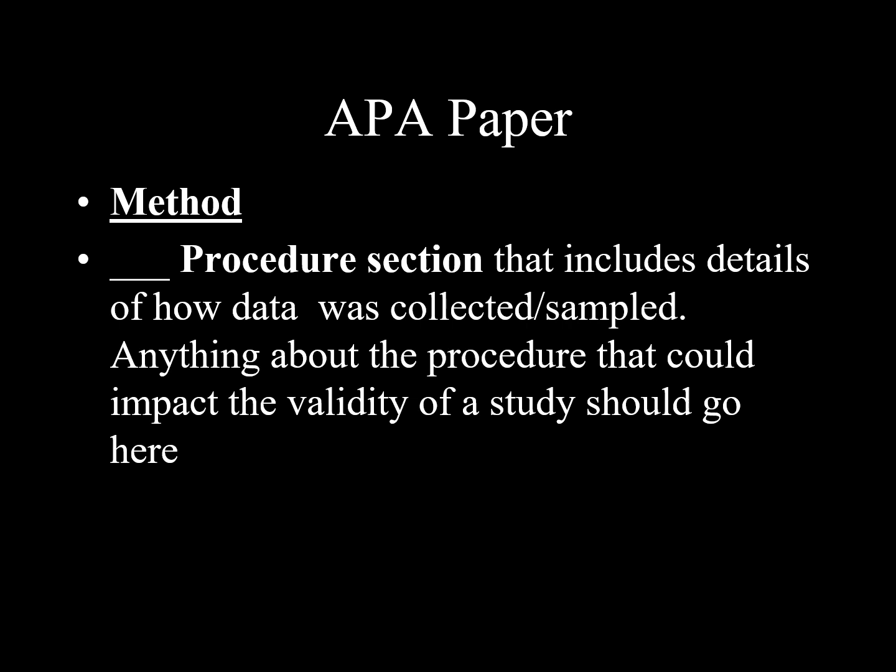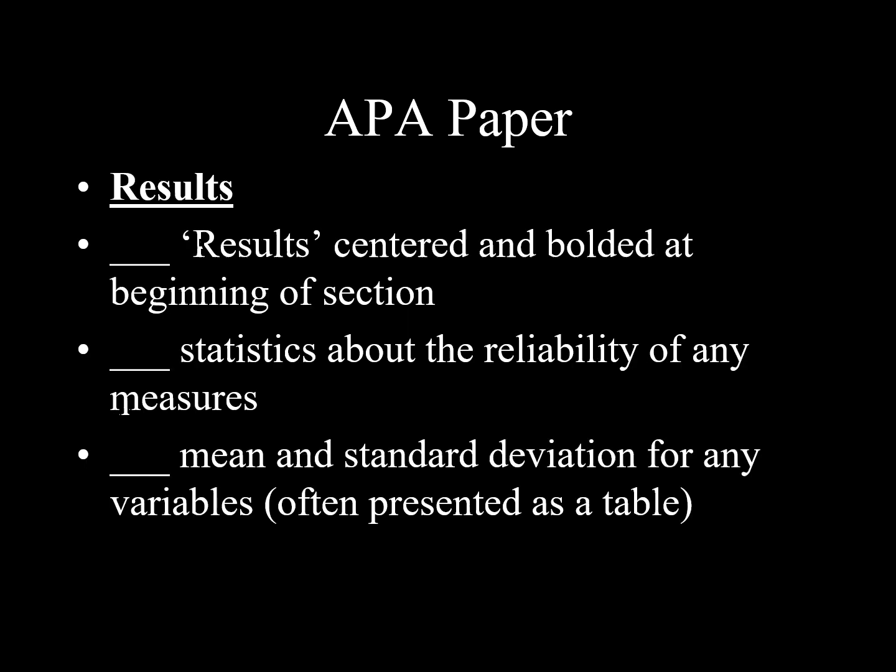So the method section has 3 parts: the participants, who they were, the materials, what was actually used, and the procedure, what did you actually do? And the goal of a good method section is to give people enough information that they could approximate your study without having the actual access to the specific materials.